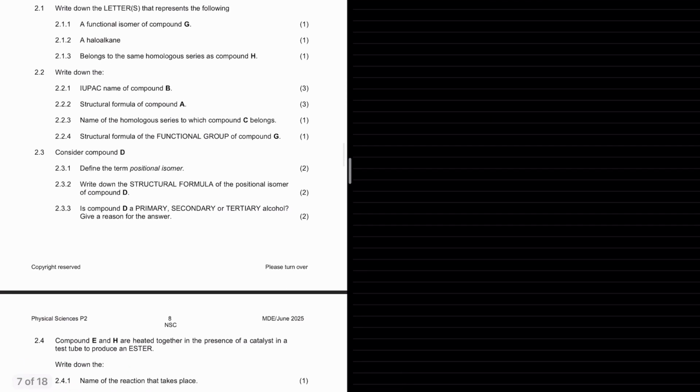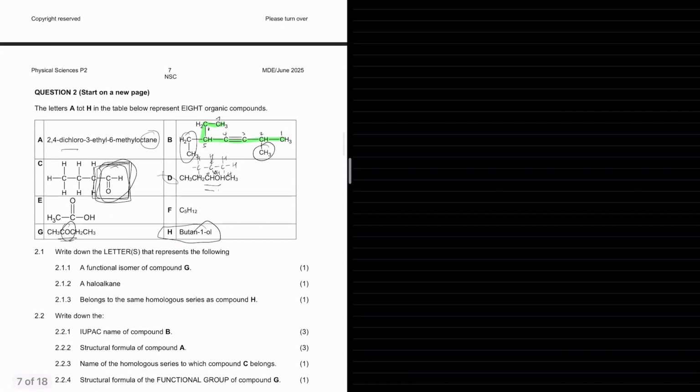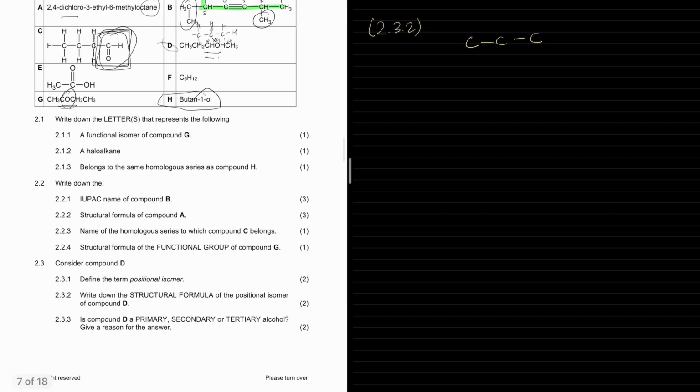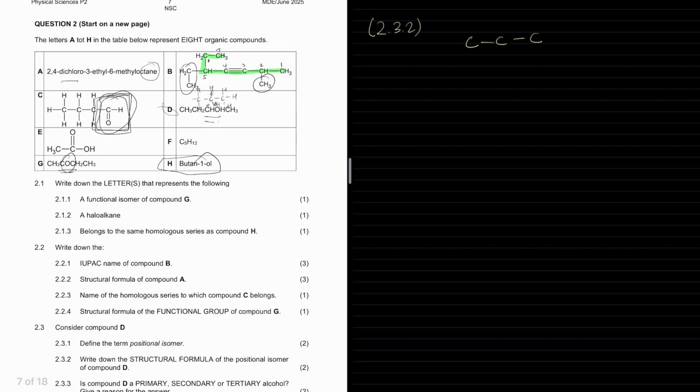Now moving on, question 2.3, consider compound D. Okay, that is the alcohol that we mentioned earlier. 2.3.2, write down the structural formula of the positional isomer of compound D. Okay, so compound D is this. So we have 1, 2, 3, 4. There are 4 carbons. There is an OH here.